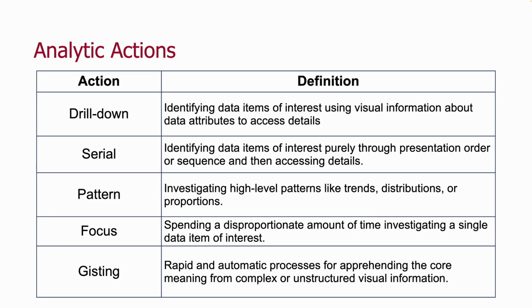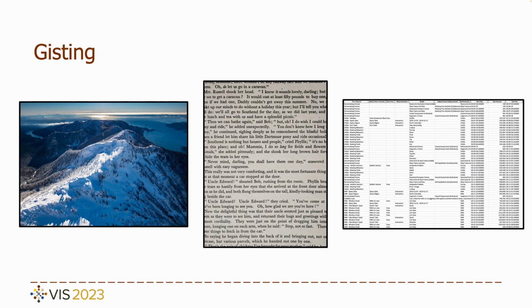In addition, we captured analytic actions, which are domain and tool-agnostic analytic tasks that forecasters use in their work. These included drilling down on subsets of data that are of interest, reading data and reports serially in the order that they're presented in, investigating high-level patterns like trends, distributions, or proportions, or focusing on individual reports of interest and closely reading them. And finally, we identified an analytic action that is inspired by information processing theory called gisting.